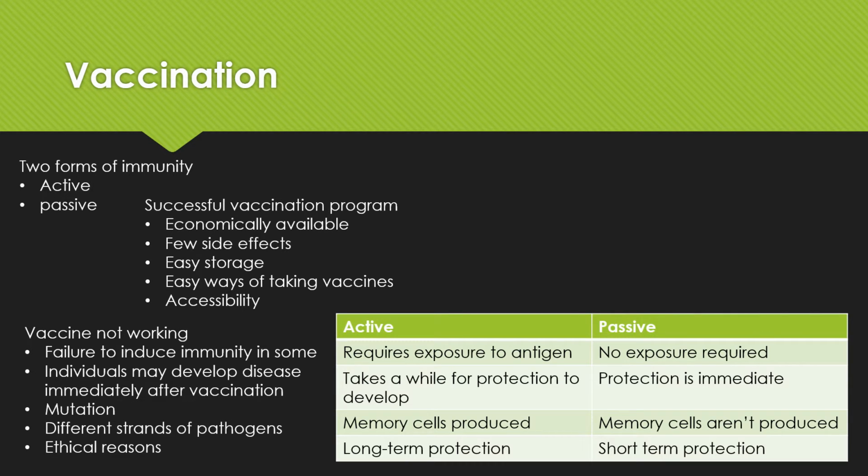Now, why would a vaccine not work? Well, sometimes there's a failure to induce immunity in some individuals, and some individuals develop the disease immediately after the vaccination, so there's no time to build up a resistance against it. Another reason is mutation, different strains of the same pathogen. An example would be the flu. Every year there's a different strain of the flu going around, which is the reason why elderly people, who are more at risk, get a vaccination for what they suspect the flu will be this year. And then there are ethical reasons. In some religions, it's against their religion to take vaccines.